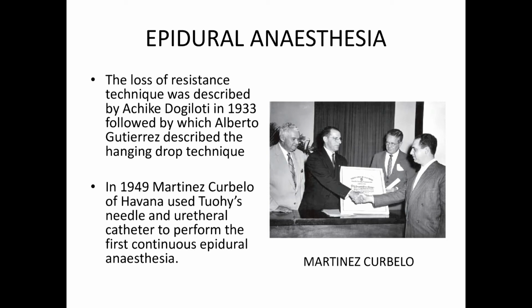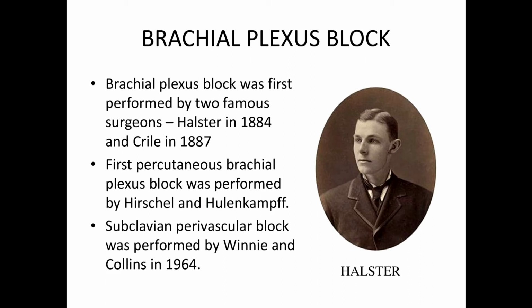Brachial plexus block. Brachial plexus block was first performed by two famous surgeons, Halsted in 1884 and Kirschner in 1887. The first percutaneous brachial plexus block was performed by Hirschel and Kulenkampff. Subclavian perivascular block was performed by Winnie and Collins in 1964.